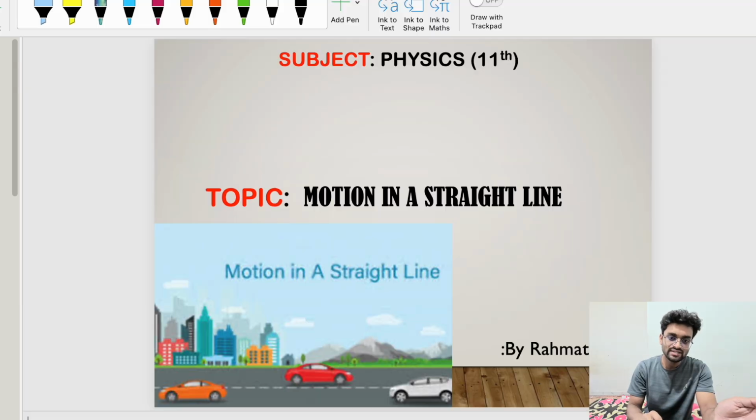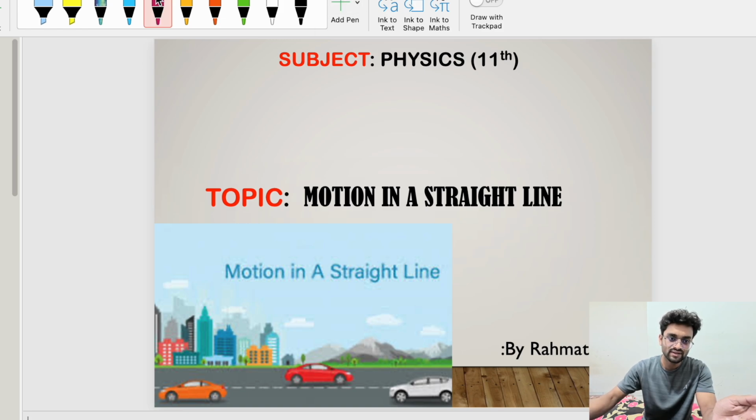Okay, so what is motion basically? Motion is basically a change in position with respect to time. Means if one car is at a point A and after some time interval t, it moves to a point B, then its position is changing with time. So we can say that the car has motion. Okay, in one word.